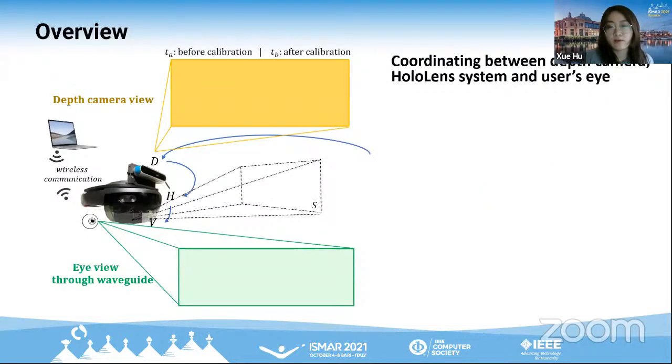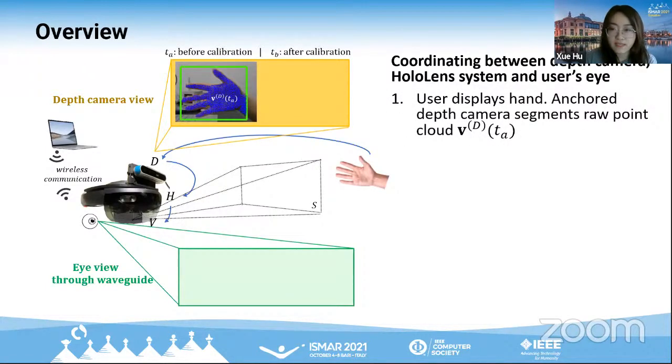Let's start with an overview. Our prototype system consists of a commercial AR headset with an anchored RGBD camera. At frame TA, the user presents his or her hand to the system. The 3D hand points will be automatically segmented from the depth camera recording and sent to the AR headset.